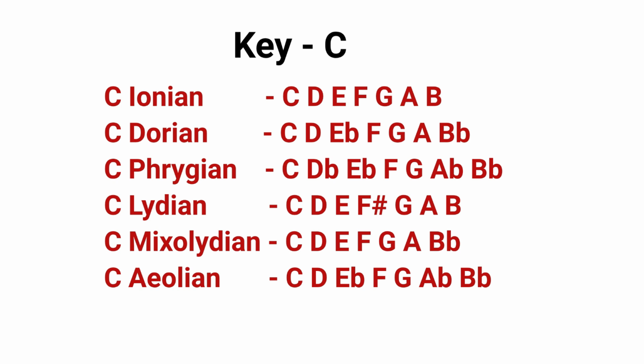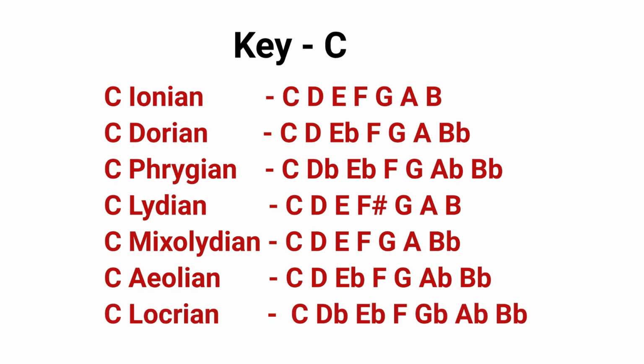If you want to play in the next mode, that is C Locrian mode. So what are the notes coming in C Locrian mode? That is C, D flat, E flat, F, G flat, A flat, B flat. Did you notice one pattern over here? Everywhere C is repeated because these are the 7 modes of the C major key. This is how it works.